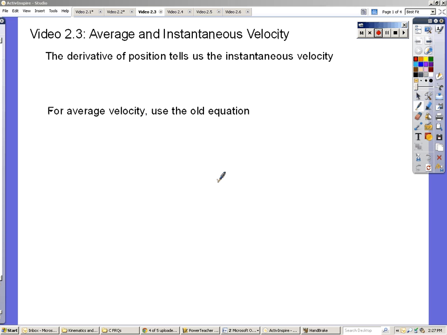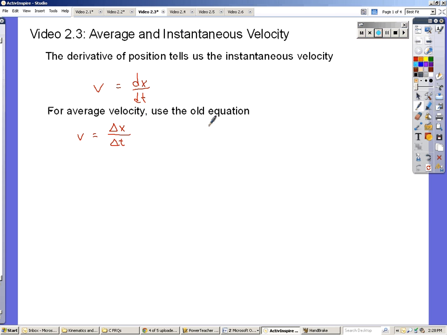Now we're going to get back to physics. All this derivative stuff we've been learning, dx dt, tells us the instantaneous velocity of whatever particle we're dealing with. So velocity is equal to dx dt. Now when we get to average velocity, we're going to use the old equation, v equals delta x over delta t. The difference between these is the limit.